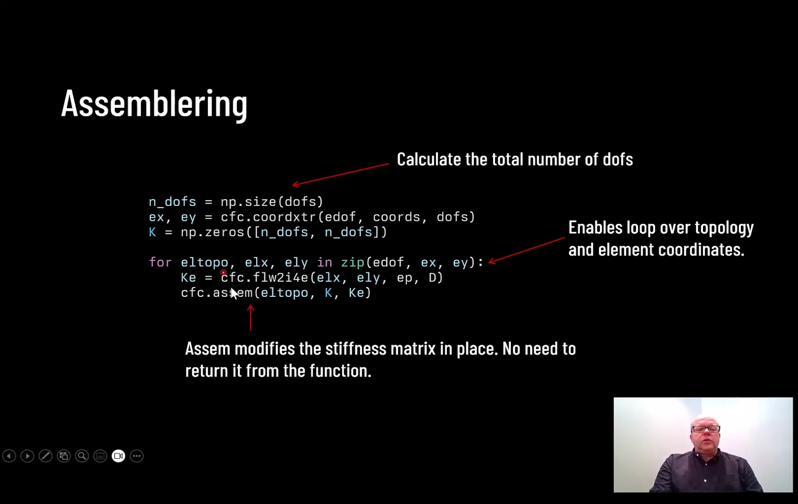And those we can use to call the element routine. You can see here that we created the KE matrix by specifying ELX, ELY as the element coordinates. EP and D are defined in other places in the beginning. And then we use ASM to assemble the element matrix into the global stiffness matrix by the topology here. This is the assembly. So we're getting there.